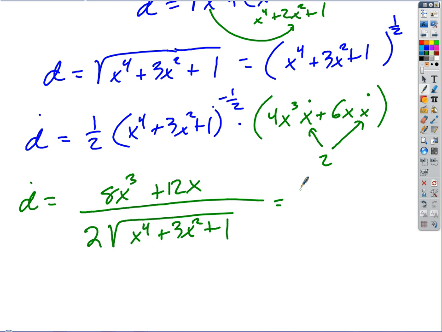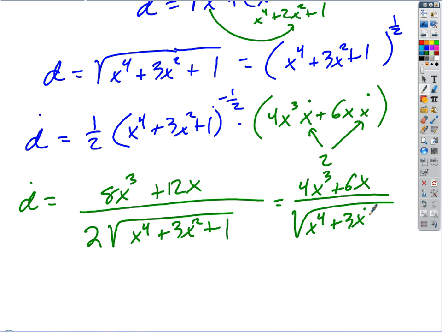So we get 4x cubed plus 6x over our square root. That's it. That's d dot as a function of x. Now, if they had given us an x, we could have plugged that in too, but they didn't. Make sense? That's a doozy.